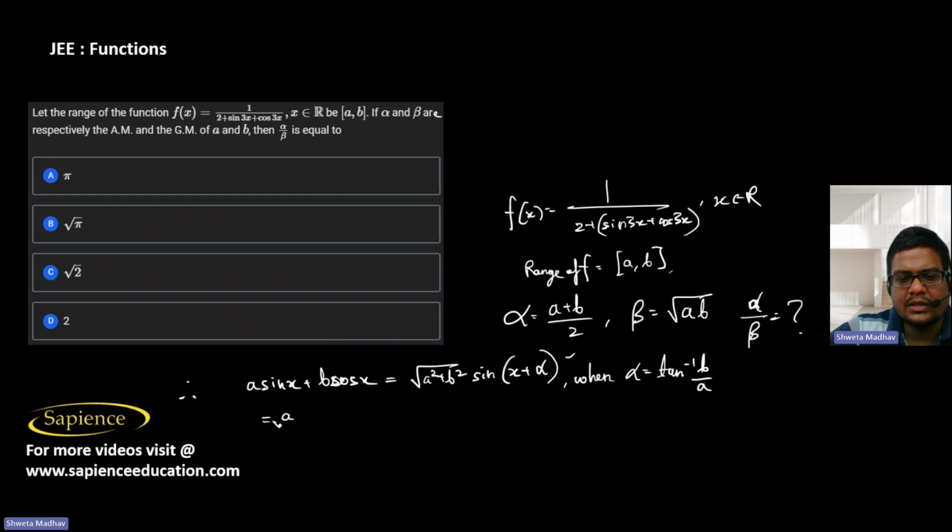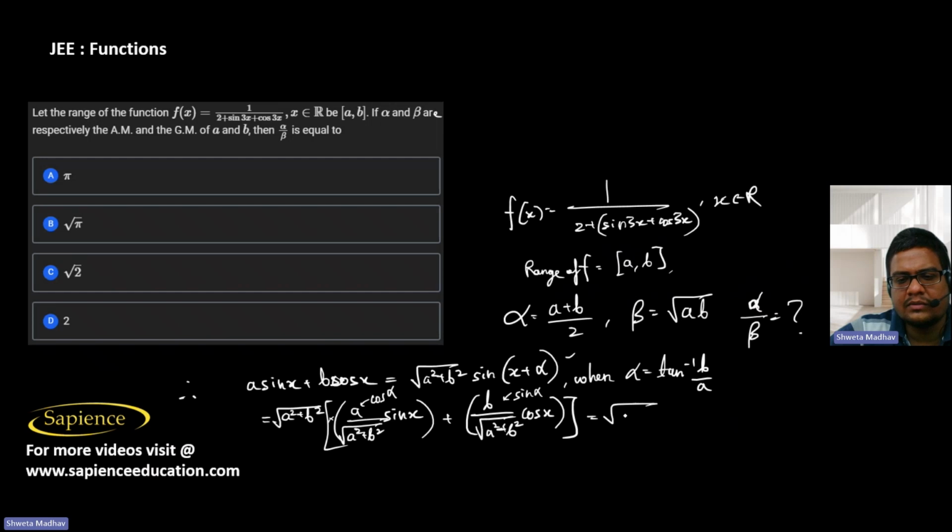Since if we multiply and divide it by root over a square plus b square, then we will get it as a by root over a square plus b square sine x plus b by root over a square plus b square cos x. So if we take this as cos alpha, then this will be obviously sine alpha. So then we can write it as square root of a square plus b square sine of x plus alpha. Since it will be sine x cos alpha plus cos x sine alpha, so it will be sine of x plus alpha.